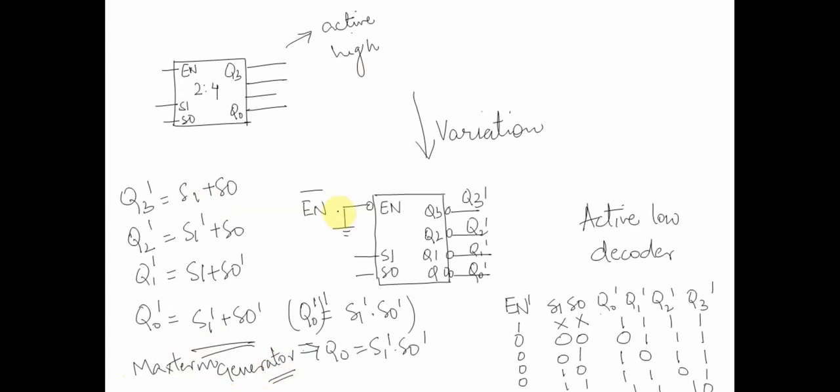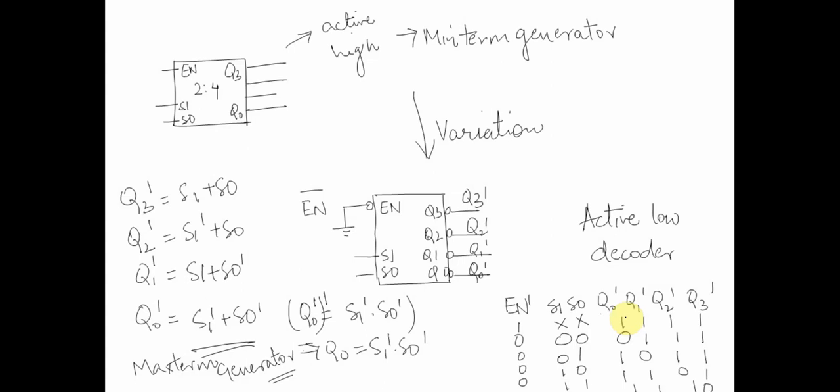We had a situation where we had an active high decoder, which we saw was used as a min term generator, and we saw an example where we implemented an adder circuit using a decoder. Now we did a variation in this circuit. We said, let's have active low enable and active low outputs, and depending upon these outputs we drew the circuit diagram, and from the circuit diagram we drew a truth table where we said Q0 bar is equal to S1 plus S0.